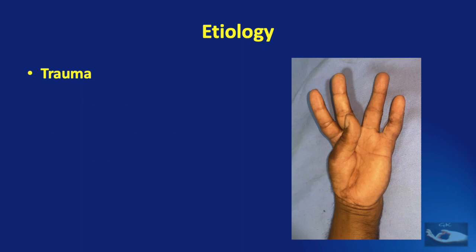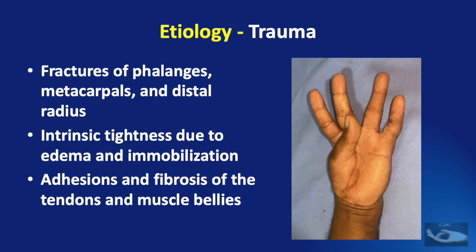Trauma is one of the commonest causes. Fractures of the hand bones like the phalanges, metacarpals and distal radius may cause intrinsic tightness due to edema and immobilization. Adhesions and fibrosis of the tendons and muscle bellies lead to fibrosis of the intrinsic muscles also.